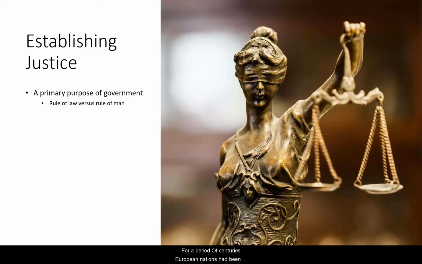For a period of centuries, European nations had been moving fitfully from governments based on the rule of man to governments based on the rule of law. The rule of man is a term for a system in which the ruler governs arbitrarily. In other words, the law is whatever the ruler says it is. In these systems, the ruler is above the law.